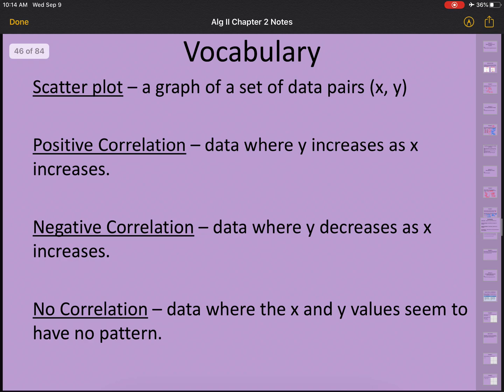A positive correlation is when y increases as x increases. A negative correlation is where y decreases as x increases. And then no correlation is when x and y values seem to have no pattern at all.